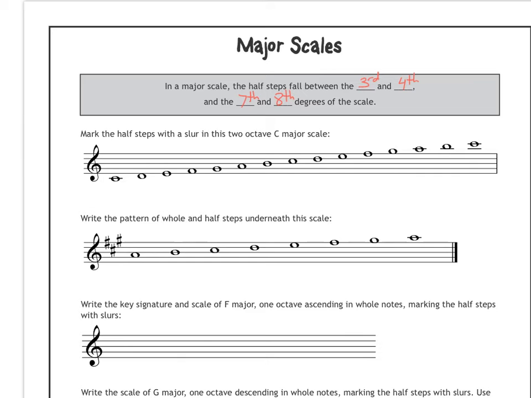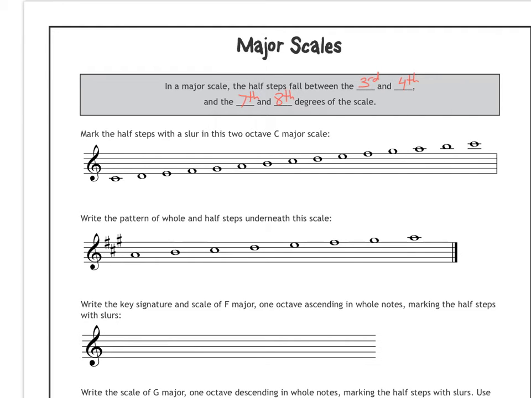Okay, so easy questions like in here, mark the half steps with a slur in this 2-octave C major scale. So orient yourself first to what's going on. They're telling you what's going on. First of all, it's a 2-octave C major scale. So from C up to C and up to the next C. You know that the half steps fall between 3 and 4, 7 and 8. So mark those half steps with a slur.